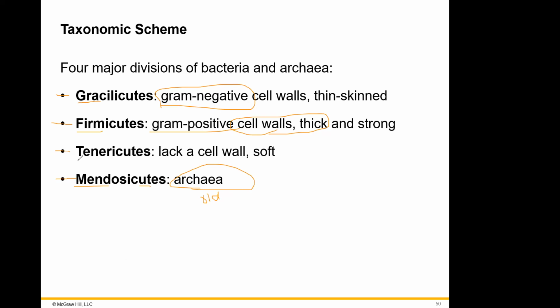And then the Tenericutes. Tener literally is basically the same thing as tender. Not Tinder, but tender. So what's tender? It means very soft. So we have no cell wall for these guys. And that's how we classify them. Cool? Again, this is just memorization for these guys.